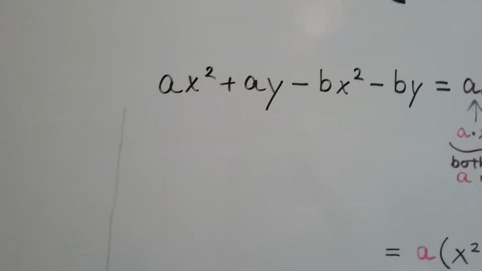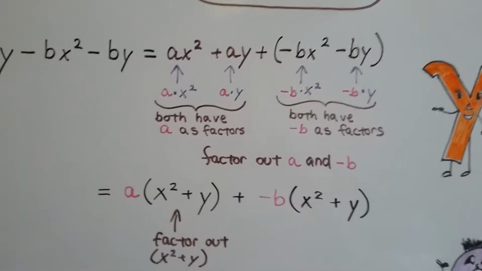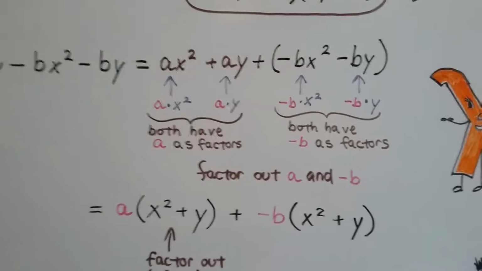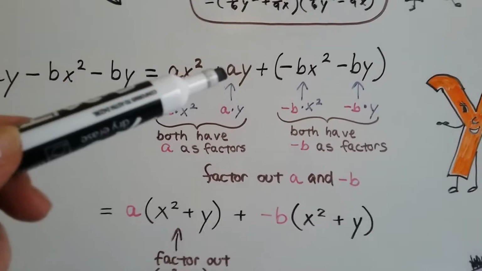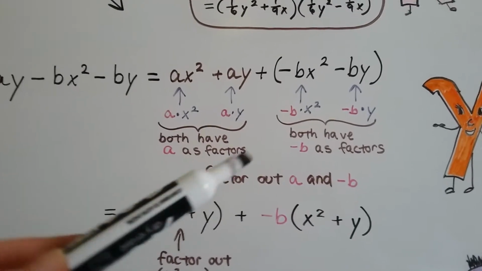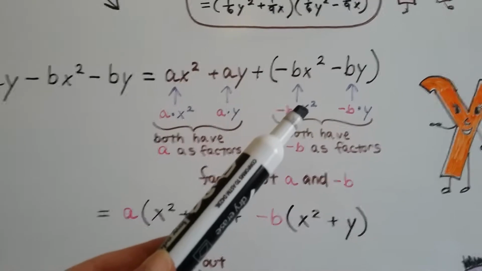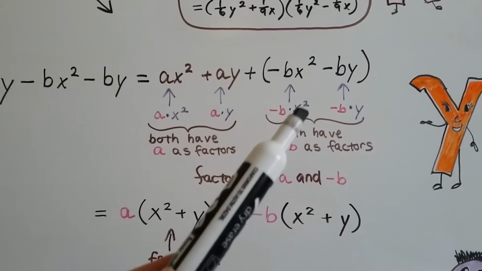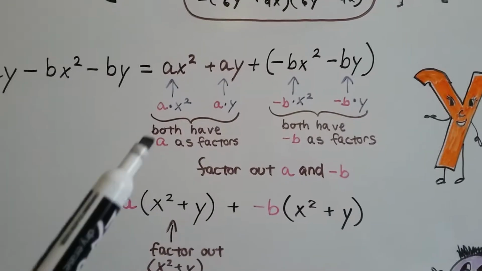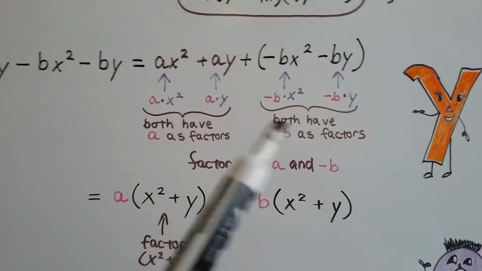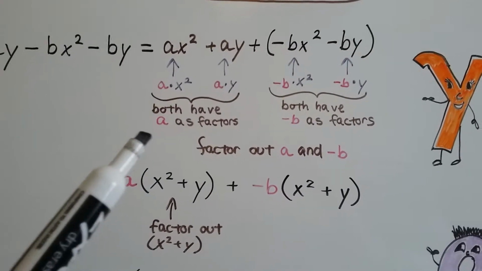All right, so now let's take a look at this one. We've got this expression right here, and we're going to split it into a left and right side. And what makes ax squared? A times x squared. And what makes a y? A times y. What makes negative of bx squared? A negative b times an x squared. So they both have x squared, don't they? And this would be a negative of b times y. These both have a as a factor. These both have the negative of b as factors.